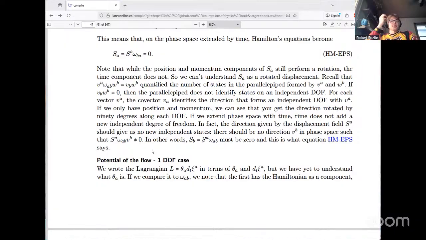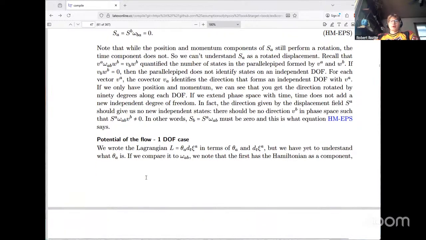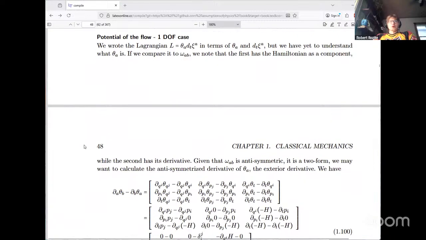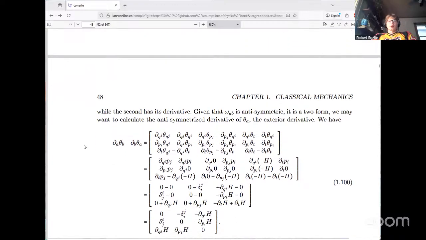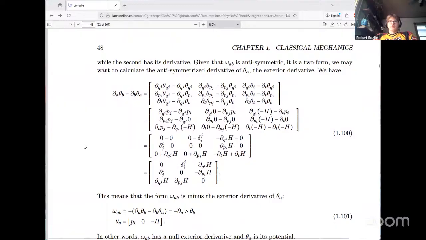Potential of the flow, one degree of freedom case. We wrote the Lagrangian in terms of theta, but we have yet to understand what theta A is. If we compare it to omega AB, we note that the first has the Hamiltonian as a component, while the second has its derivative. Given that omega AB is antisymmetric, it is a two-form. We may want to calculate the anti-symmetrized derivative of theta A, the exterior derivative.